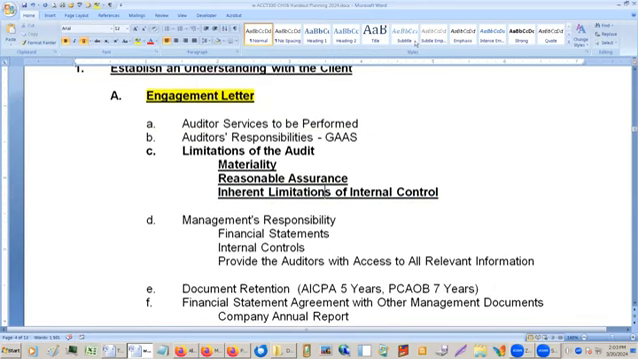An inherent limitation is, like, let's say that you have an internal control set up, but the people aren't using it correctly. That would be an inherent limitation. It isn't that the control is bad, it's just that whoever is using it doesn't understand what the control actually is. And I've run into that a few times when I was doing auditing. I've actually done it myself.